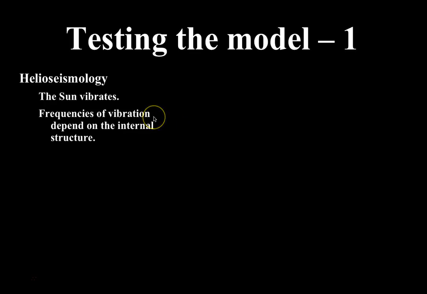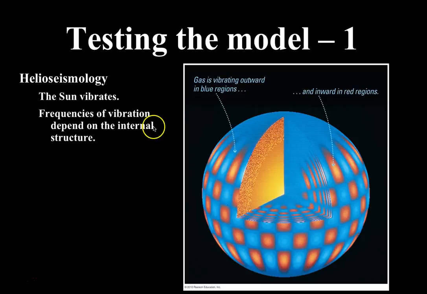The first one is this idea called helioseismology. Because of all these explosions going on, the sun vibrates. Think of the Earth when an earthquake happens. Okay, the whole planet vibrates a little bit. And we can detect the earthquakes from all over the Earth. Well, we can do the same thing for the sun. And here's a picture of this sort of situation. The blue regions are where the gas is expanding outwards, and the red regions are where we have expansion inwards.